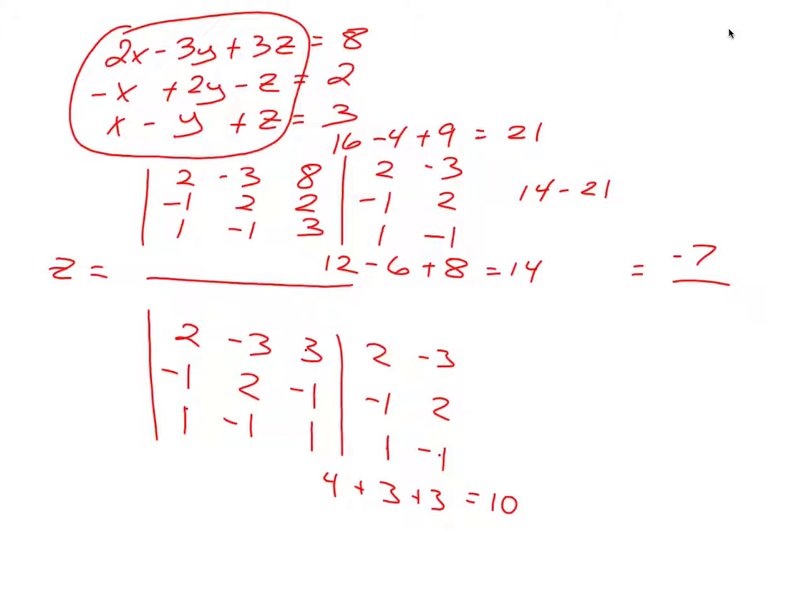1 times 2 times 3, 6. Negative 1 times negative 1 times 2, 2. 1 times negative 1 times negative 3, 3. So that gives me 11. So 10 minus 11 gives me negative 1. So that means that z equals 7.